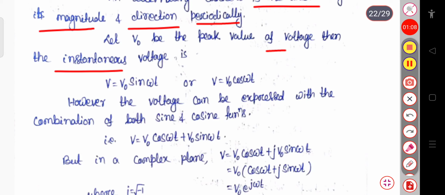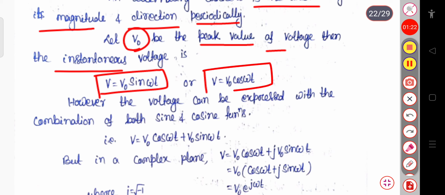Then the instantaneous voltage, you can write this total voltage V equal to V naught sin omega t. This V naught here represents the peak value of the alternating voltage. Or this also can be written as V equal to V naught cos omega t, or this voltage can be written as the combination of these two, sin omega t and cosine omega t.